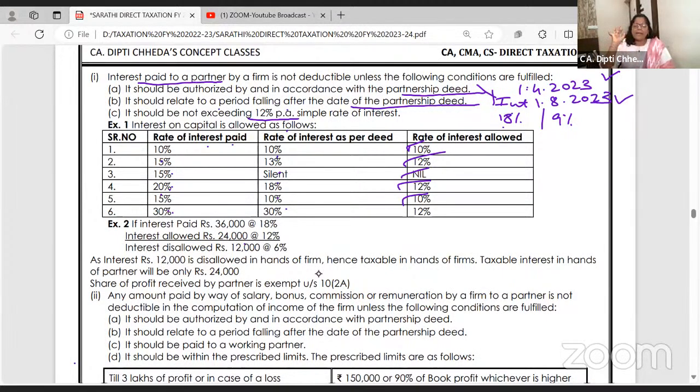30% is actually paid interest. Meri marzi, I want to give 13% interest to partners. How much is mentioned in the deed? 30%. How much is allowed? 12%. Okay? Take a pause and tell me all clear or not. Did you all understand what we are talking about?